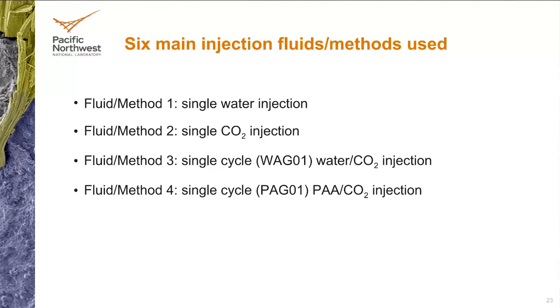subsurface. The experiments were done at 200 Celsius, and like I say, confining pressures of 1100 and 1400 psi: 1100 in the vertical and 1400 and 1400 on both horizontal directions. We tested water, we tested CO2, and we also tested single cycle water-CO2 and single cycle polymer-CO2. We did more experiments, but we're going to focus today on these ones.